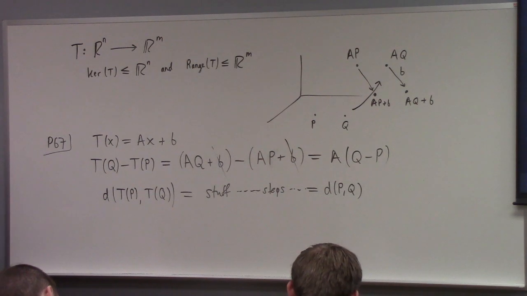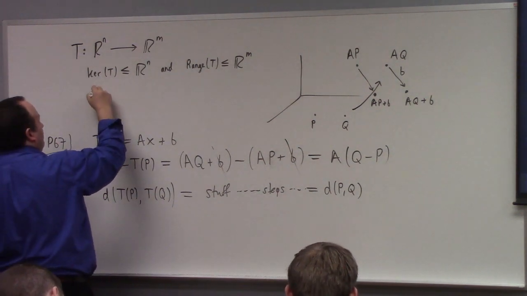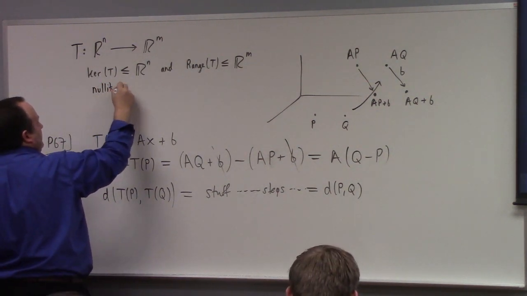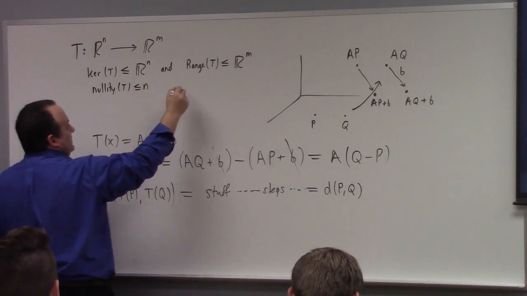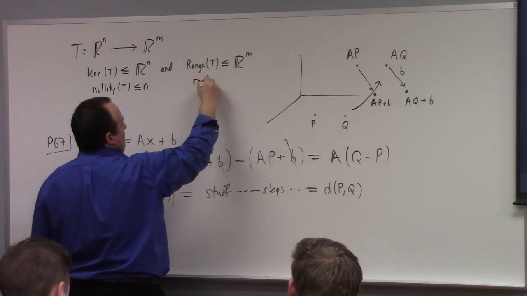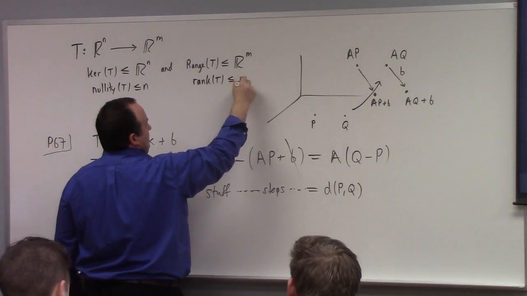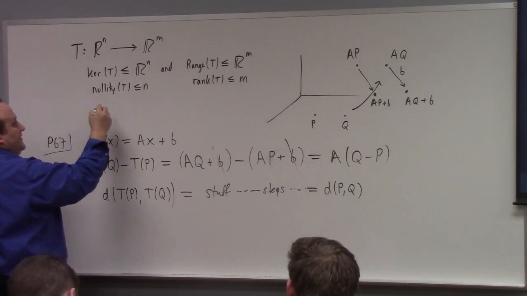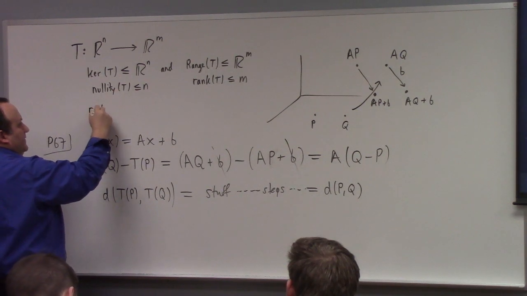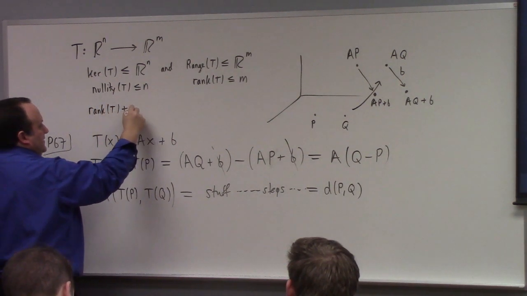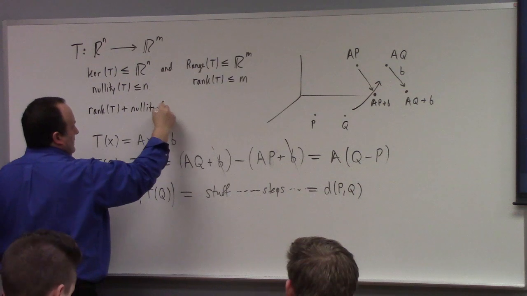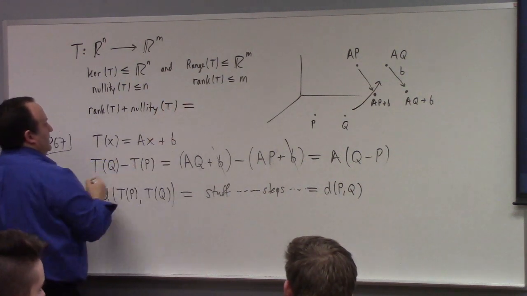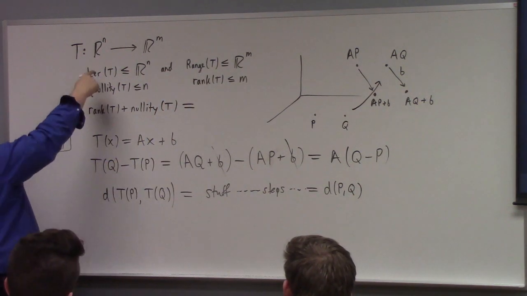So what does that tell you about things? It tells you that the nullity of T is less than or equal to n. It tells you that the rank of T is less than or equal to m, right? But these things are also bound together by the rank nullity theorem, right? The rank nullity theorem says that the rank of T plus the nullity of T is what? It's equal to n, right?